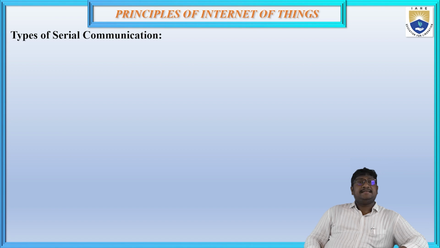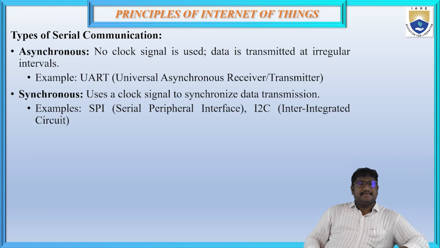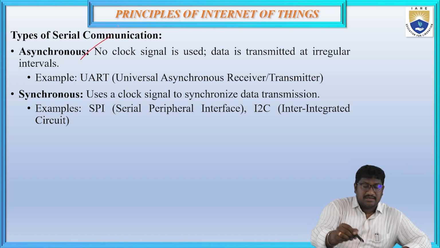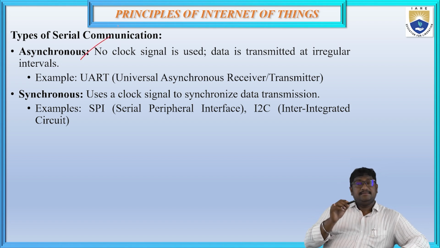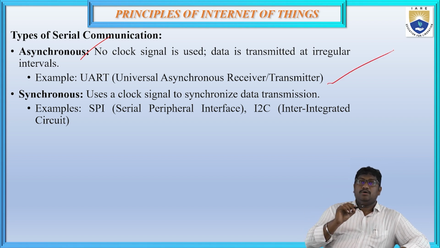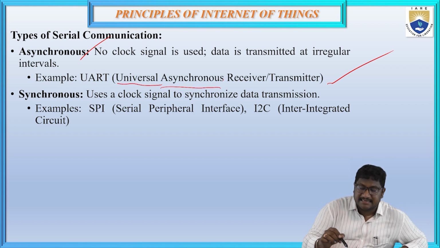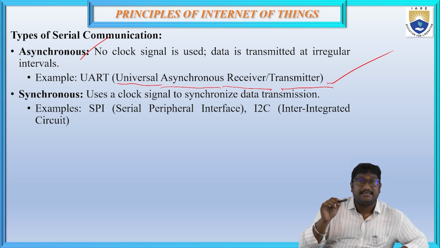What are the different kinds of serial communication? Asynchronous and synchronous. In asynchronous, no clock signal is utilized. Here the data is transmitted at irregular intervals. The example is UART. UART stands for Universal Asynchronous Receiver Transmitter.